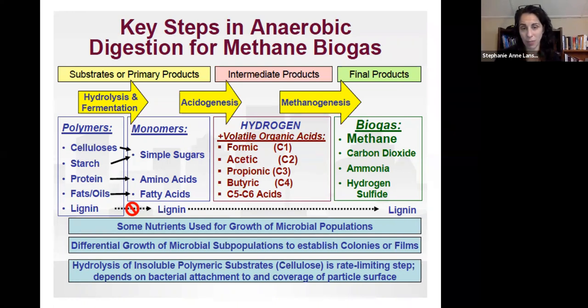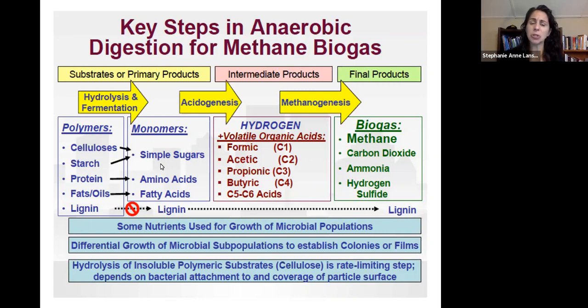So all of it can be broken down into these different organic acids. The only thing that can't be broken down is that lignin, nature's glue. So that usually kind of goes through the process and just stays static. But all the rest of the cellulose, the starch, the proteins, the oils and fats get broken down to these volatile organic acids: formic acid, acetic acid, propionic, butyric, and then some C5 and C6 carbon chains. And these acids then are used by methanogens to create the biogas. Again, there's some nutrients used for microbial growth, but most of the nutrients are available at the end for fertilization.